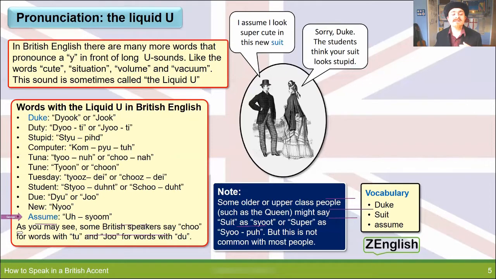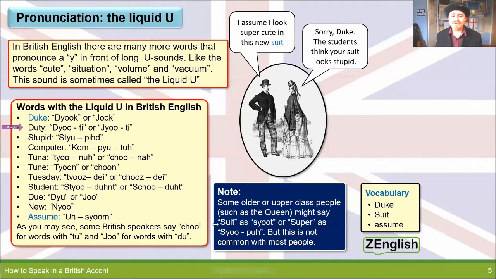So let's go to assume. In British English, assume. American English, assume. Very nice. As you may see, some British speakers are a little bit lazy with this. Words that start with tu are often pronounced ch, chew: tuna, tune, Tuesday. Words that start with du, instead of going due, we often go Jew: duke, duty. You'll notice this is very common. It's slightly lazy, but you'll notice it in many, many British accents.